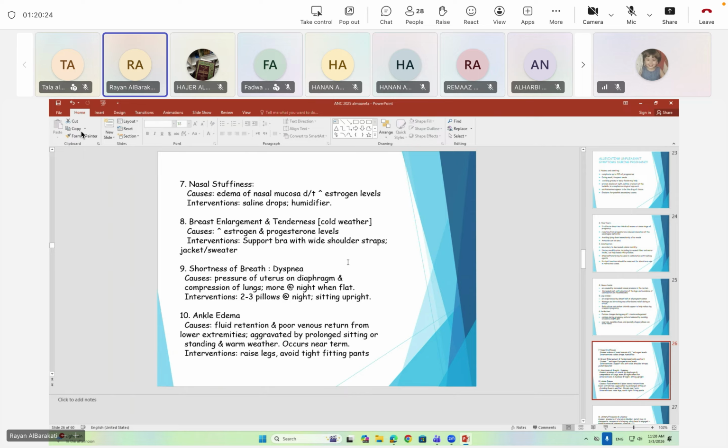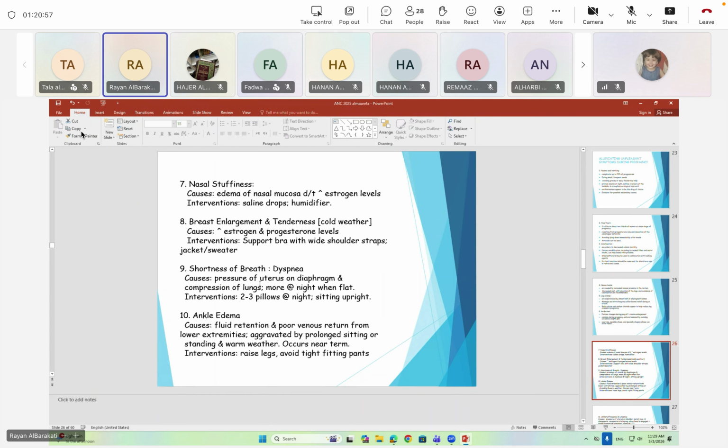will be increasing to start formulating breast glands that will be forming milk. Here you can advise them that this is normal to have. Pain might be more in the beginning or in the first trimester, but it will ease on. You advise them to use the support bra with wide shoulder straps. If they feel this due to cold weather, they can keep warm by having jacket and sweaters.